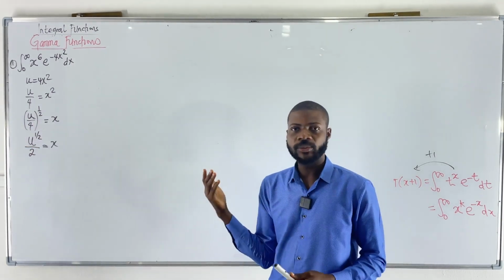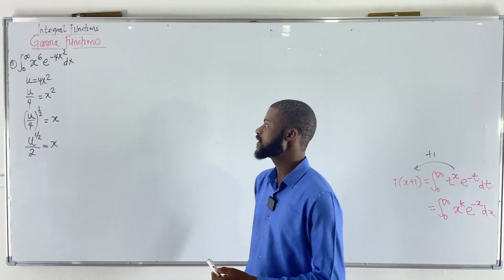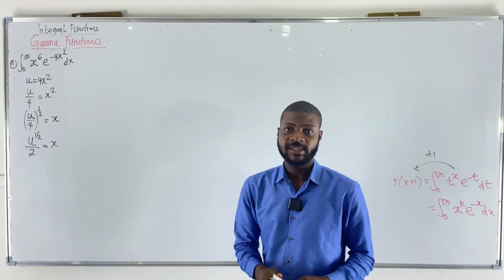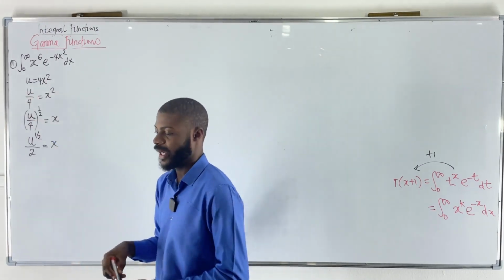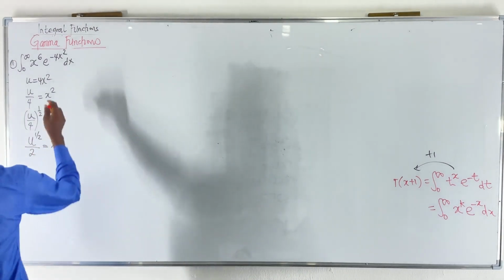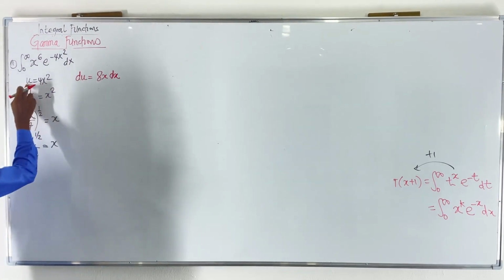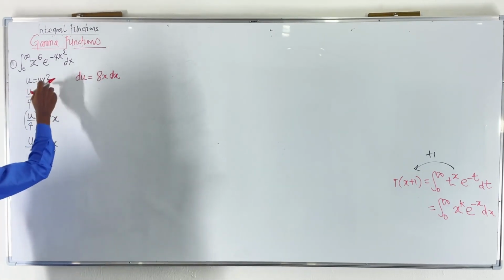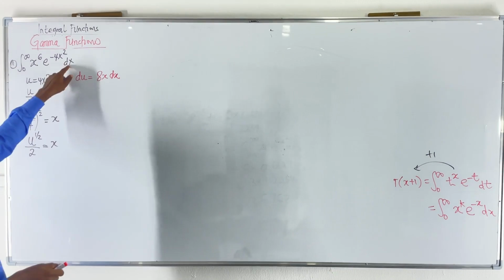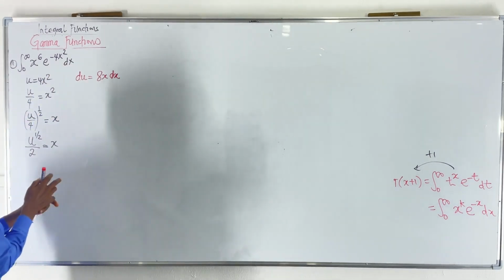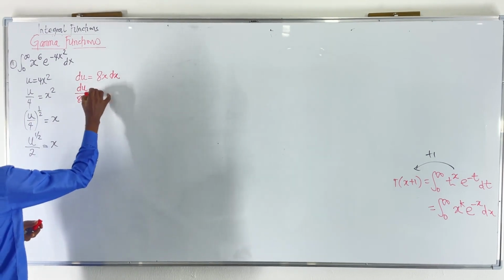So you've been able to make x the subject. Now the next thing I want to do is to find dx. So u is equal to 4x squared. So du is equal to 8x dx. 4 times 2 is 8, and then x to the power of 2 minus 1 is x. But the main thing is we're trying to make dx the subject. So we're going to divide both sides by 8x. So this is du divided by 8x equal to dx.